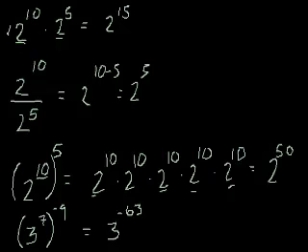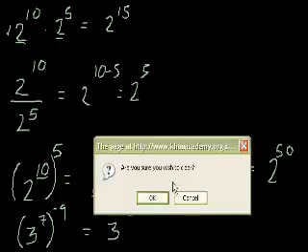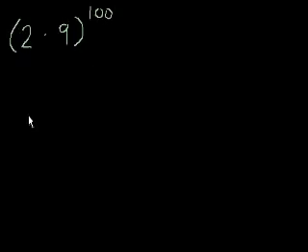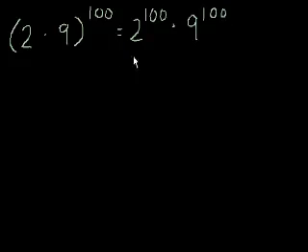So now I'm going to teach you one final exponent property. If I have, let's say, 2 times 9, and I raise that whole thing to the 100th power, it turns out that this is equal to 2 to the 100th power times 9 to the 100th power. And let's make sure that that makes sense. Let's do it with a smaller example.